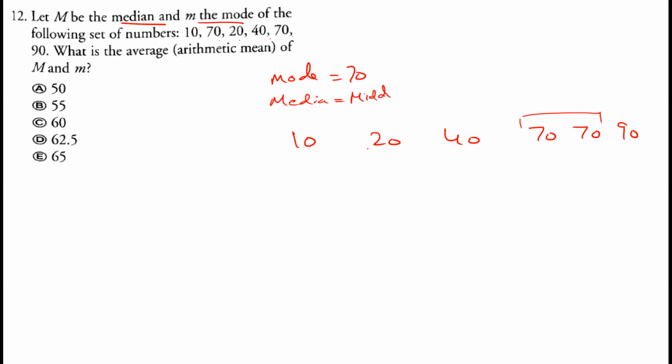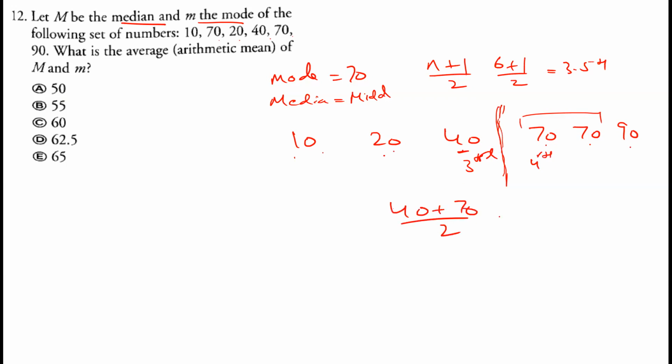So we have 1, 2, 3, 4, 5, 6 numbers. So n plus 1 divided by 2: 6 plus 1 divided by 2 is your 3.5th term. So the 3.5th term, this is 1 term, 2 term, 3 term, will be in the middle of the 3rd term and the 4th term. So 40 plus 70 divided by 2 is 110 divided by 2, which is 55. So we know that the median is 55.